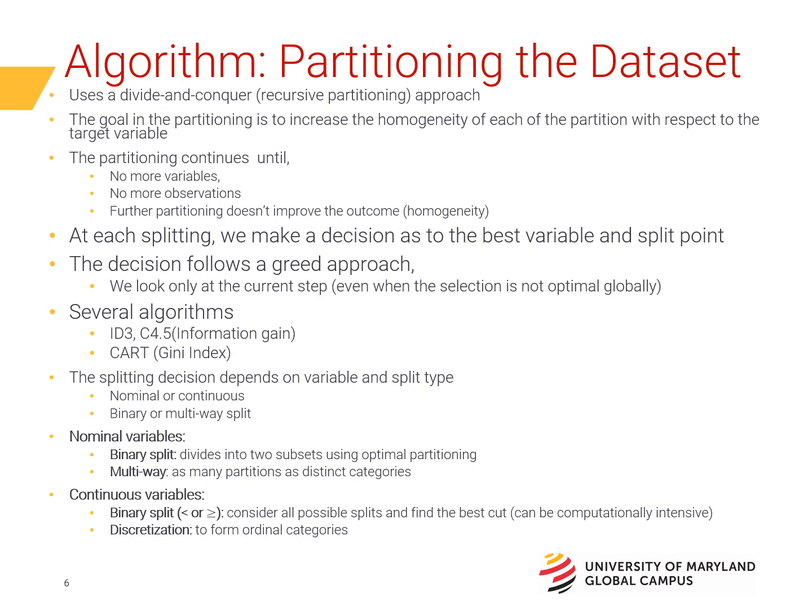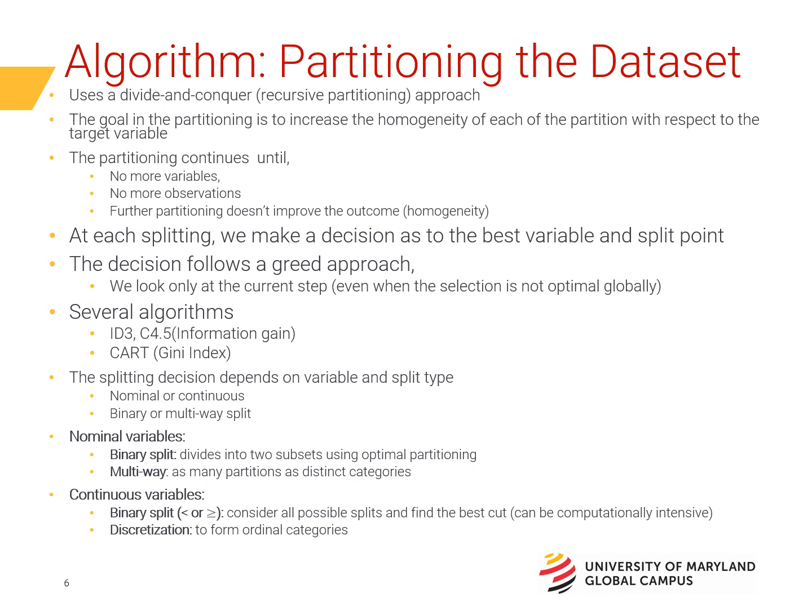This decision is made based on a specific criterion, such as information gain or the Gini index, which measures the purity or impurity of the resulting partitions. The splitting process continues recursively for each resulting subset. The algorithm applies the same evaluation and decision-making process to each subset, considering the remaining variables and potential split points. This recursive partitioning continues until one of the following conditions is met.